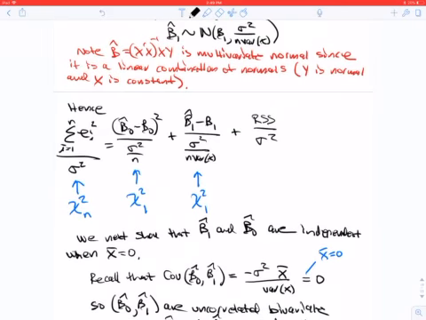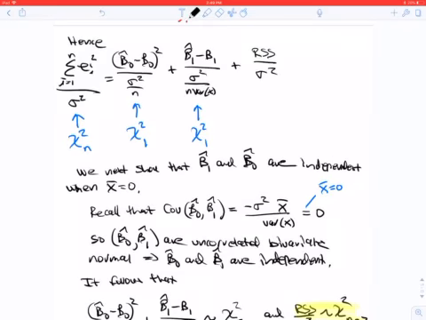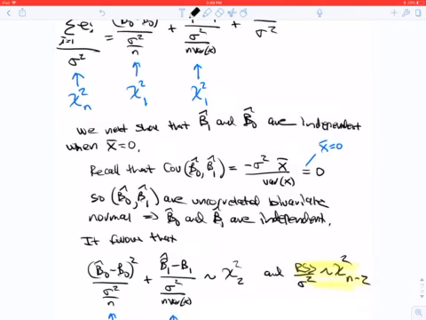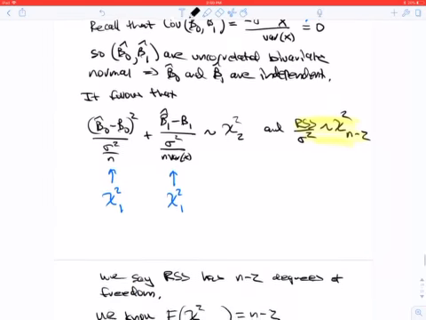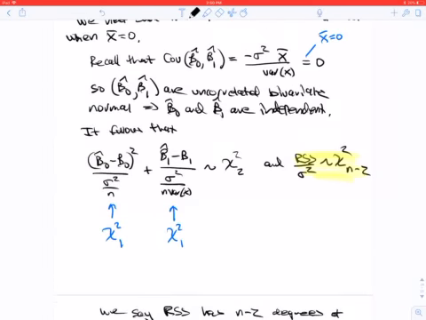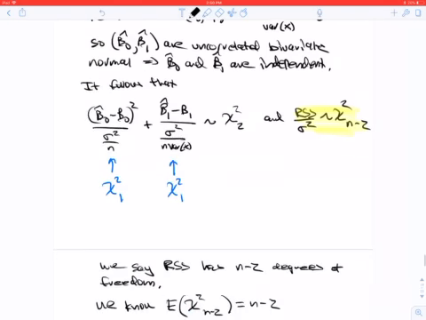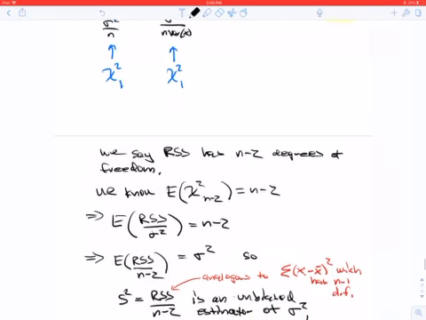Furthermore, these chi-squared 1 degree of freedom terms here are independent, so their sum is chi-squared 2 degrees of freedom, and it then follows that RSS over sigma squared is chi-squared n minus 2 degrees of freedom. Wow, good job. That is a really big result.